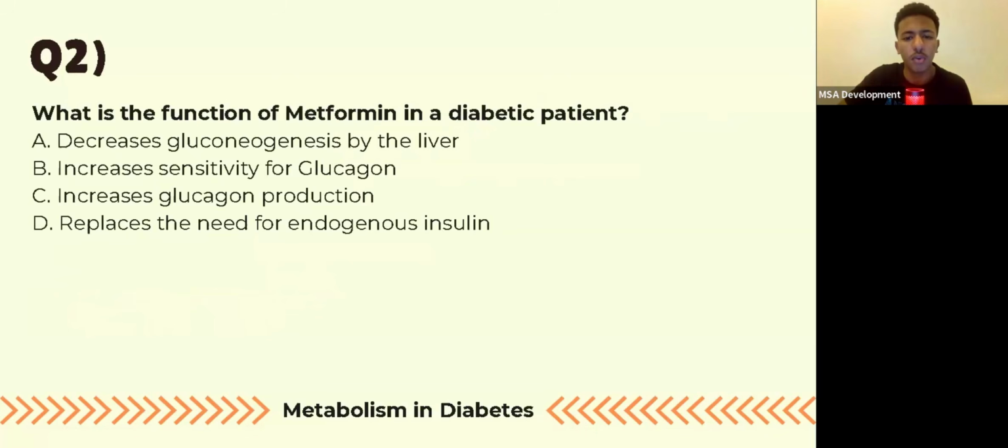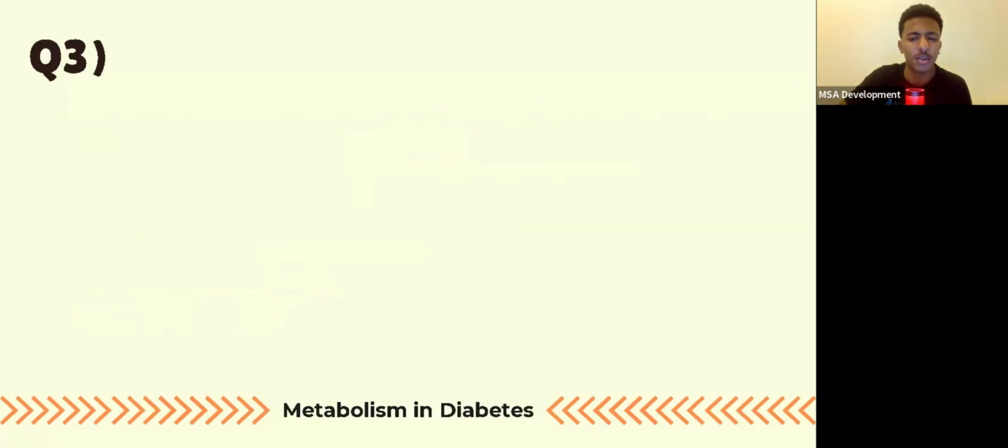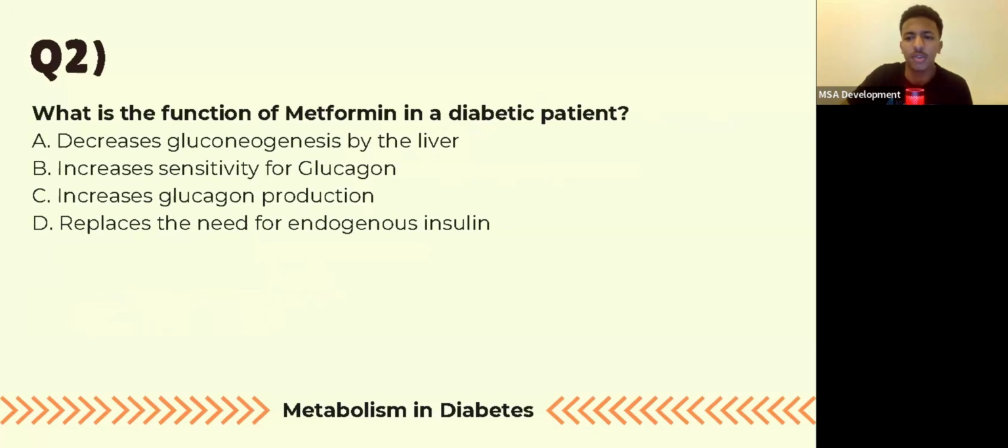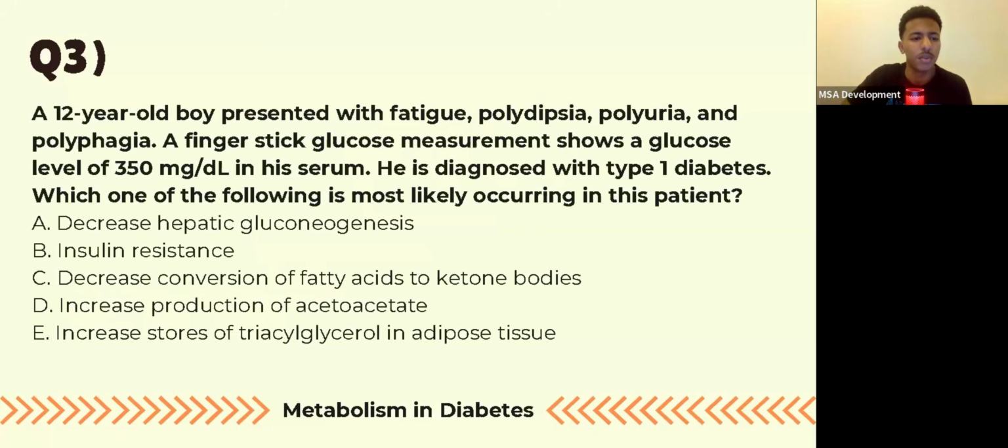Question 2. What is the function of metformin in a diabetic patient? The answer is A. Decreases gluconeogenesis by the liver. You just have to memorize it, honestly. Nothing much.